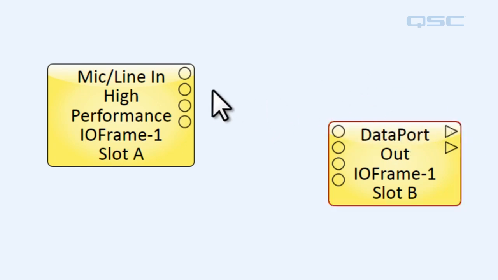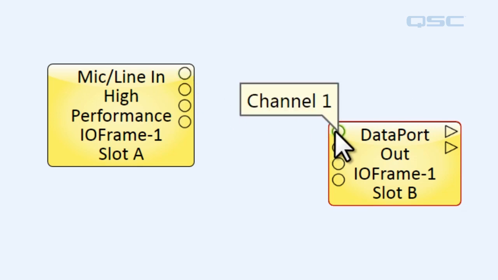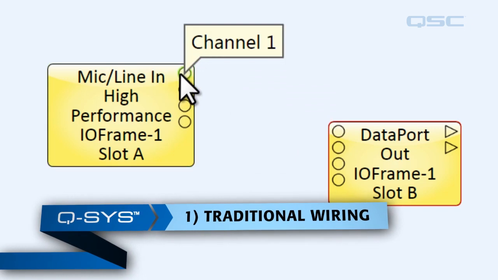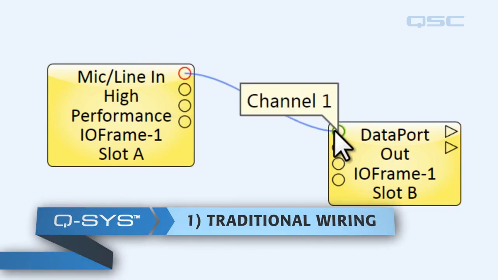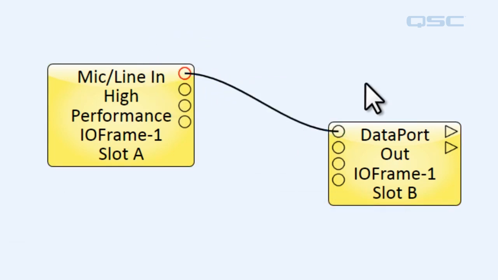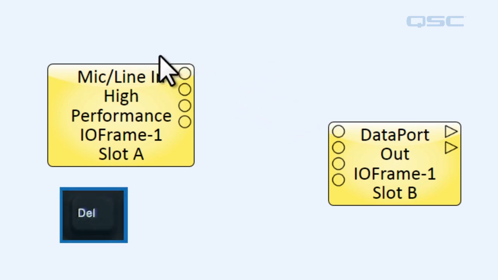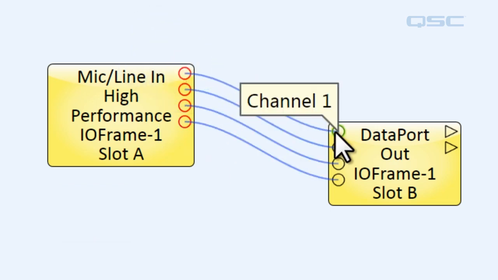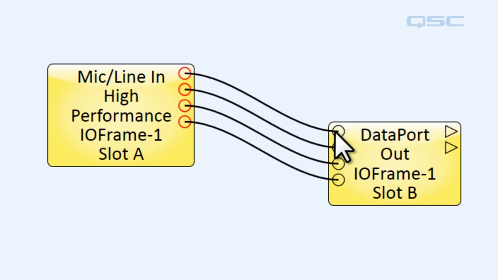So, the first way that we could wire these outputs to these inputs is by traditional wiring, where you simply grab a pin, drag it over to the next pin, and voila, you've got a nice curved line that connects them. You can do this one at a time, or you can do multiple at a time. You could grab all of these output pins and drag them all over to the input pins, and they will automatically wire themselves to the appropriate inputs.